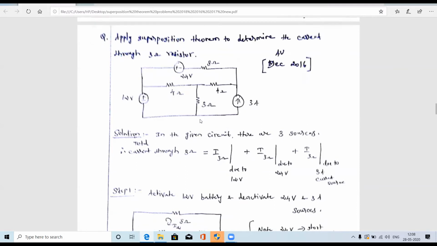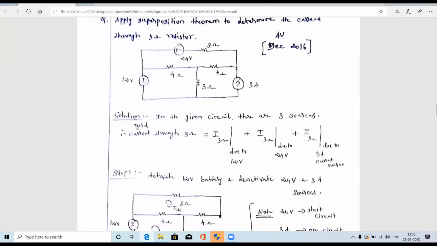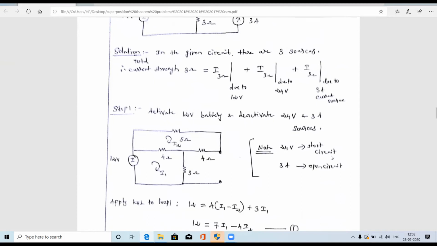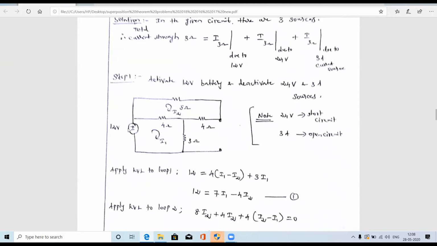Now we have to solve the problem. According to this, the total current through the 3 ohm resistor is the current due to the 12 volt battery, plus the current due to the 20 volt battery, plus the current due to the 3 amps current source. We are going to calculate these currents individually, and after that we add the three currents. Step number 1 is to activate the 12 volt battery and deactivate the remaining two sources.